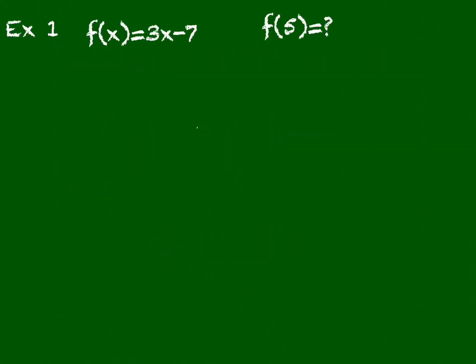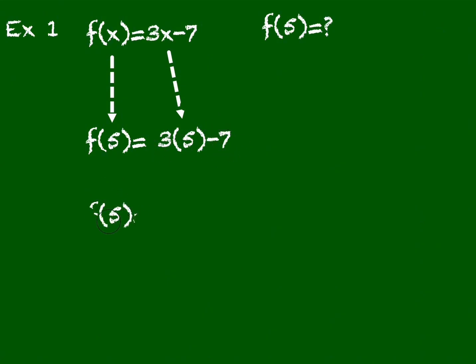Let's go through our first example. Given f of x equals 3x minus 7, we need to find f of 5. We are looking for f of 5 and the question gives us f of x. As you can see, we should just replace the x with 5 to find out f of 5. As a result, f of 5 equals 8.